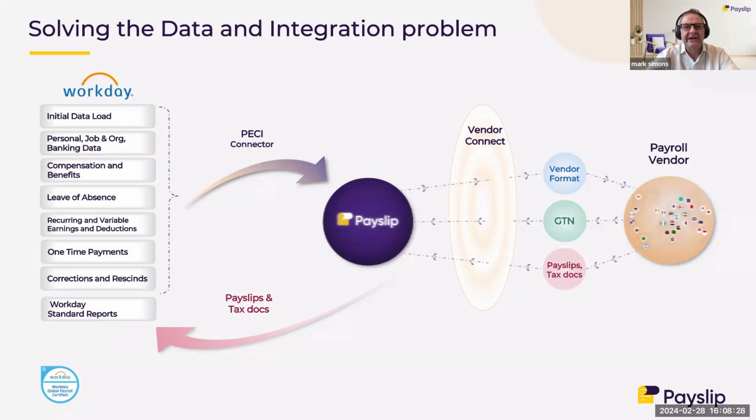Thank you. The diagram we're looking at illustrates the data flows across the platform. On the left, we see the different sections of the Peachy file connector that have been certified by Workday, and that data is complemented by data from other sources and delivered to the local vendor. In the reverse direction, data and payslips and tax documents flow back to the Payslip platform and thence on to Workday. As Rob Bolt said in the previous webinar in this series, Payslip is a central hub for the payroll data.